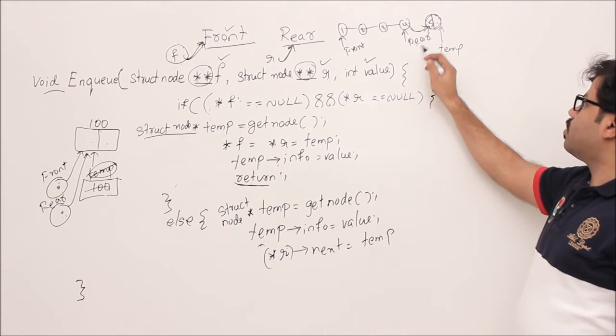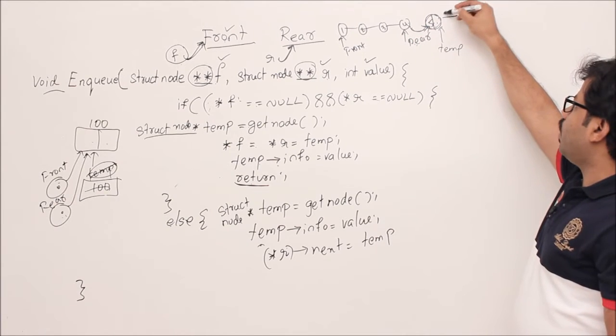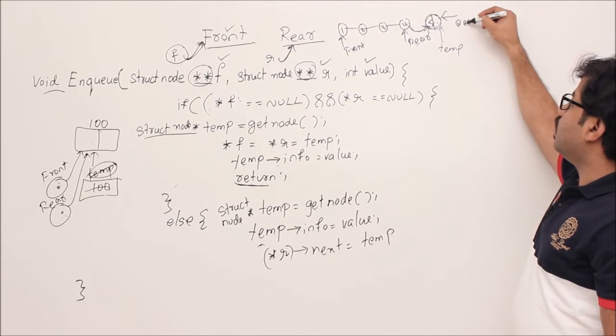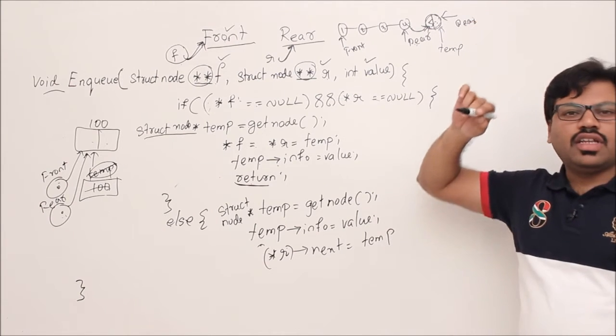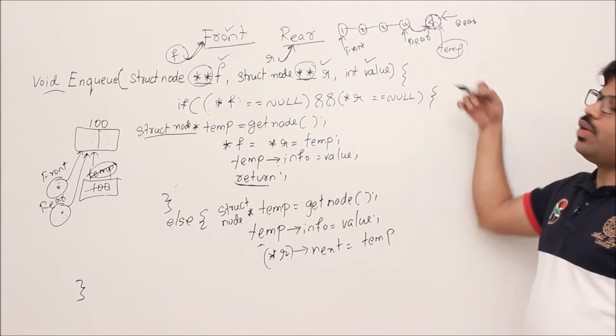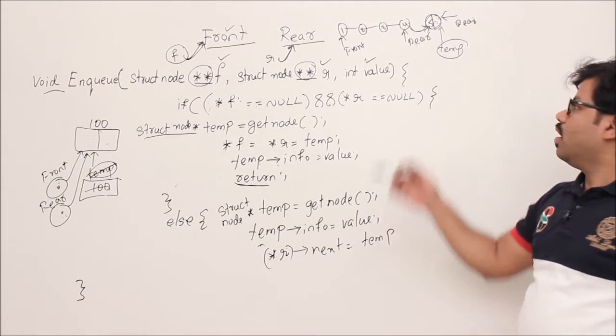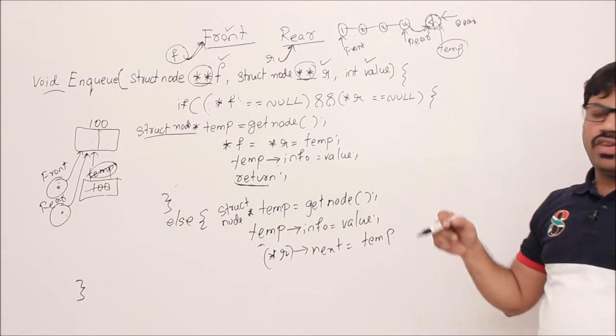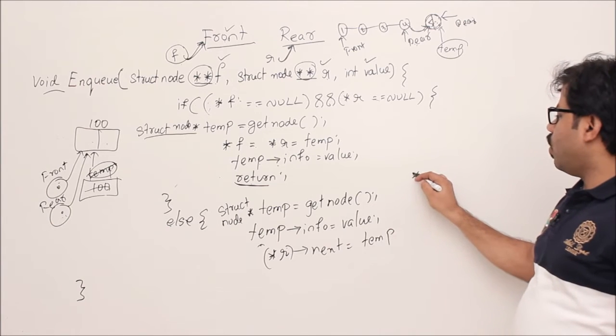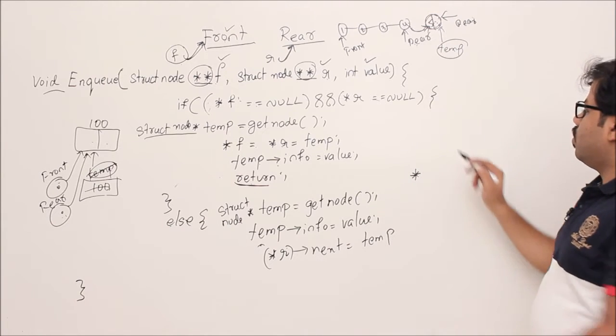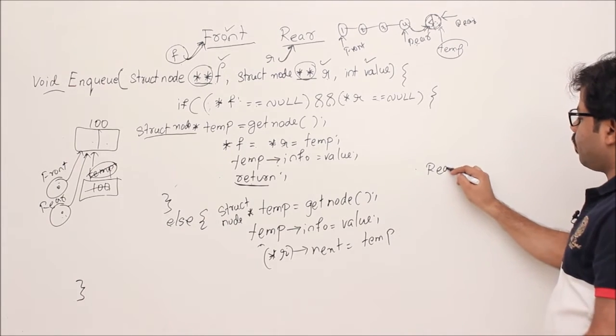So what is your expectation? This rear has to point to this box like temp is doing. Then simple, take the value of temp into rear, then rear will be pointing to the same as temp. For that the logic will be, rear equal to temp.